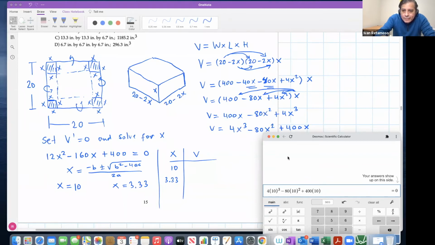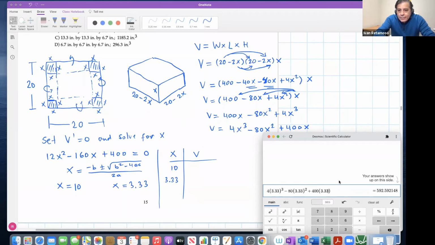Don't be surprised, 0. But however, if I use the other one, 3.33, notice that this one is not going to be 0. Instead, it's going to give me a meaningful volume. You see, 3.33, because I'm using less than 10. So we will get some bucks: 592.59. Yeah, so this is meaningful.